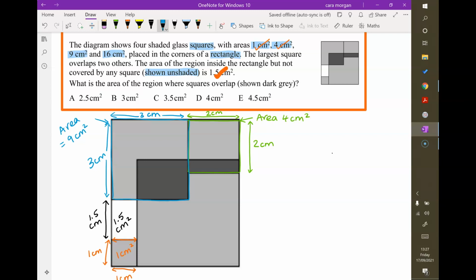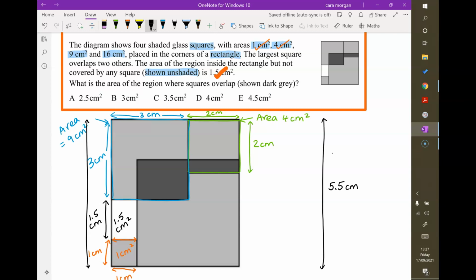So that's quite useful information now. From that, what I can deduce is the actual height of the entire rectangle. Now, I might just write this over on the other side as well. I can see that the height is going to be my blue length of 3 centimetres, my black length of 1.5 centimetres, and my orange length of 1 centimetre. So 3, 4, 5.5 is 5.5 centimetres tall.